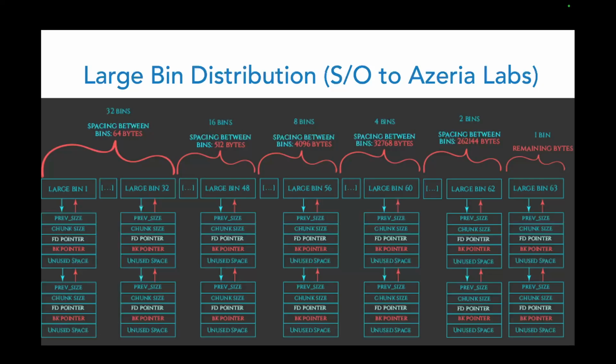So this is a nice picture of the large bin distribution. I stole this from Azeria Labs. Full credit goes to them, and I'm pretty sure there's a link in my slides to that. So the first 32 large bins have a spacing of 64 bytes. The next 16, it's 512. The next 8, the spacing's 4096. And it gets bigger and bigger until it's so big that we just have one to rule them all.